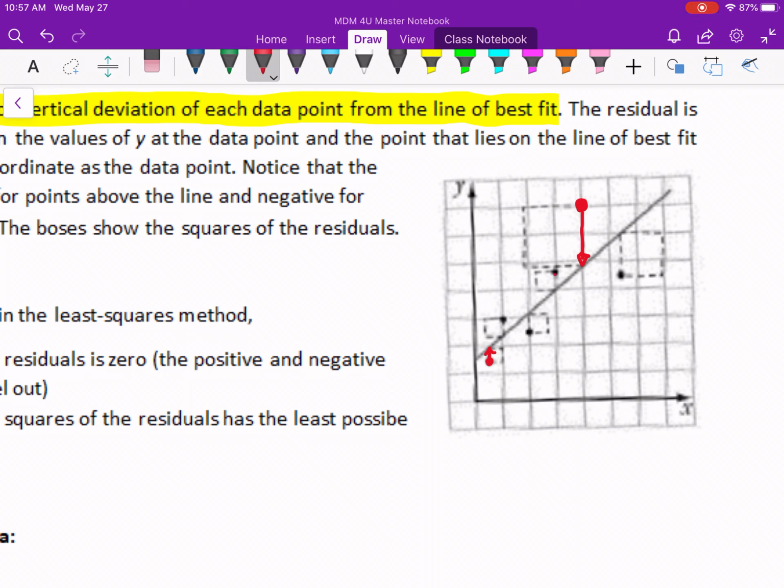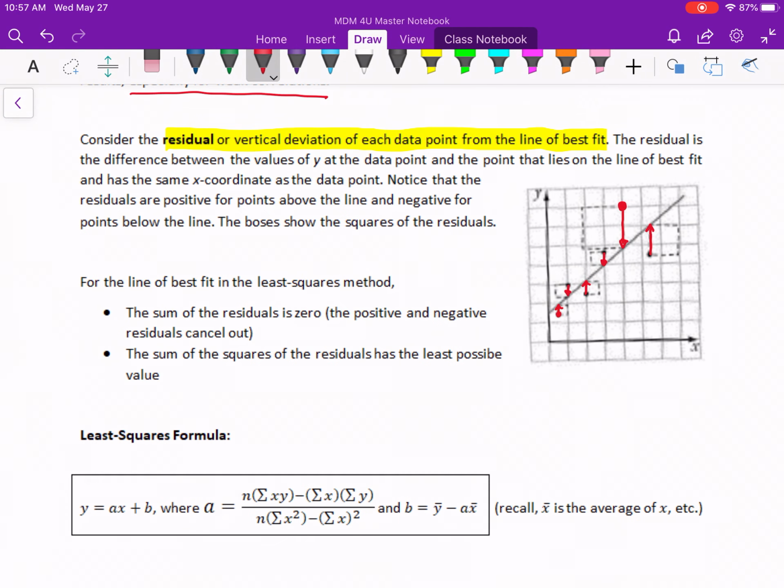So we take all these residuals, they're either above or below the line of best fit, and in order to calculate the line of best fit, what we want to do is minimize those residuals. We want to make those residuals as small as possible. Obviously, with a scatter plot, unless it's perfect correlation, there's always going to be some residuals, because as long as some points aren't on the line, there's going to be a residual.